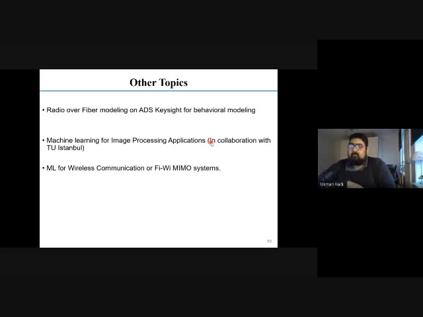And then, in the fiber wireless MIMO system we saw, there can be an application of machine learning as well, where you saw the deep learning MIMO and all those things. So these are some of the topics that are in my mind.